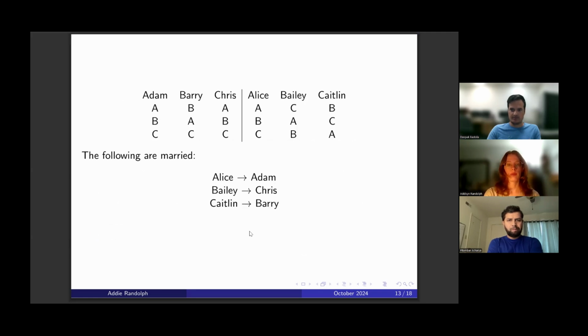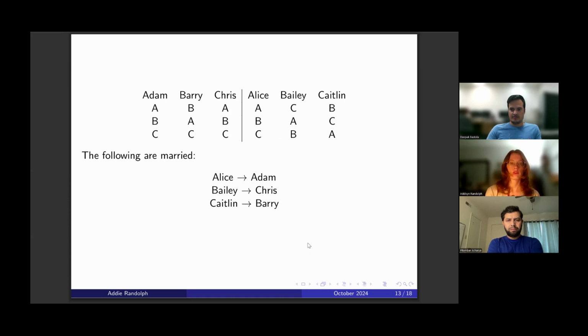So here are our pairs. Alice and Adam are married. Bailey and Chris are married, and then Caitlin and Barry are married. You can see that this is going to actually be a stable marriage. If we look at our pairs, Alice and Adam actually got their highest pick. So their marriage is really stable. Bailey is engaged to Chris. So Chris is Bailey's highest pick. So she's not going to leave him.